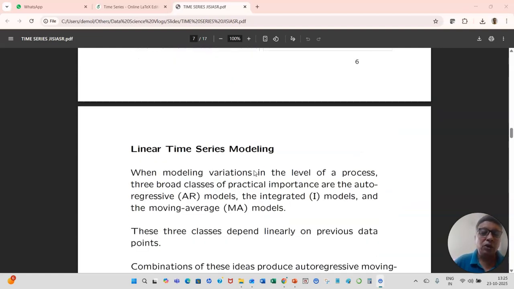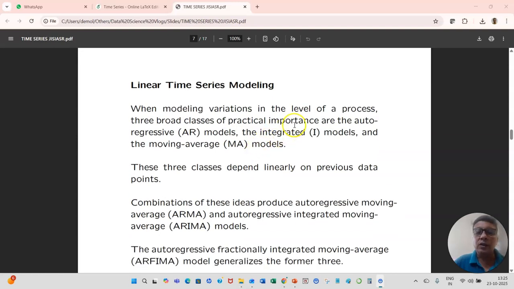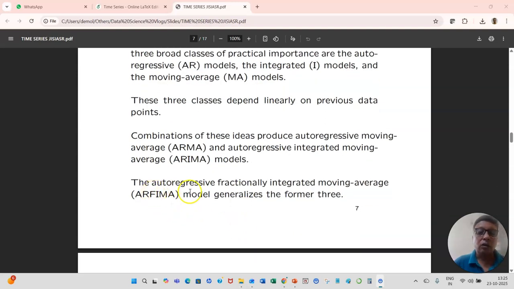Time series modeling. When modeling variations in the level of a process, three broad classes of practical importance are autoregressive models, integrated models, and moving average models. These three classes depend linearly on the previous data points. Combinations of these ideas produce autoregressive moving average (ARMA) and autoregressive integrated moving average (ARIMA) models. The ARIMA model generalizes the former.